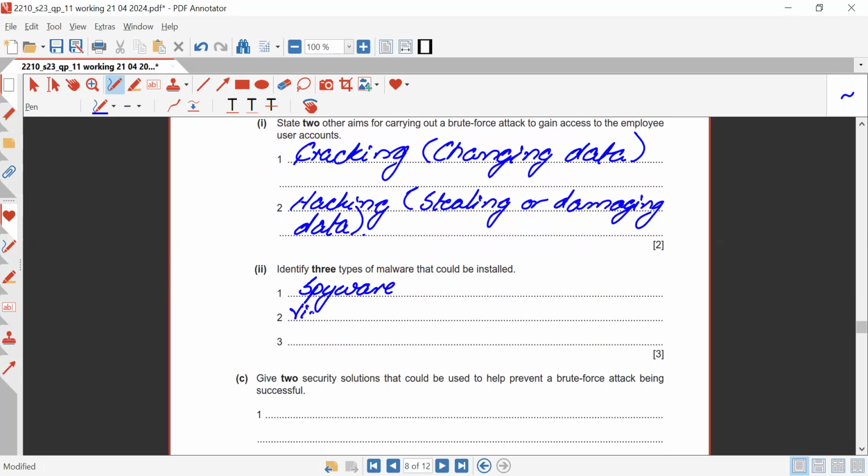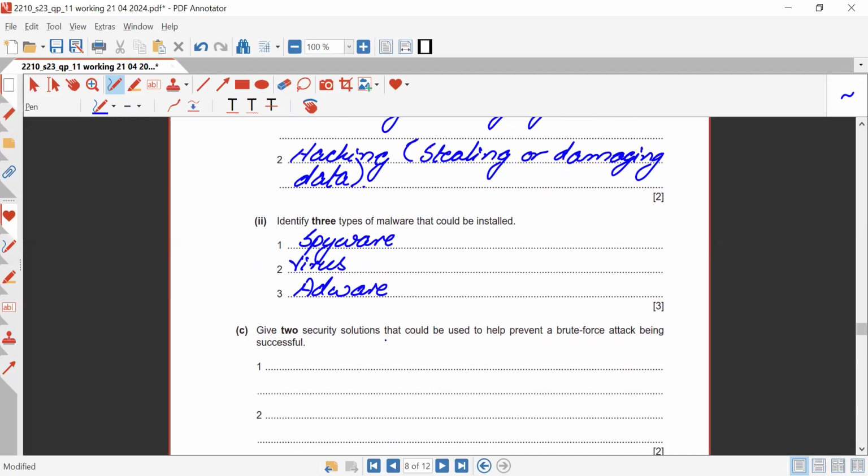You may write it down a virus and adware. You may write it down with the Trojan horses. You may write it down with the ransomware as well. You may write it down with the worms as well, file infector as well. So any of them you may write it down.